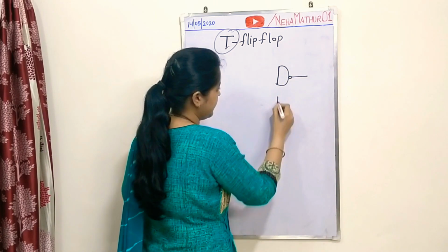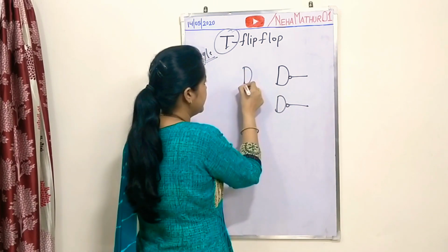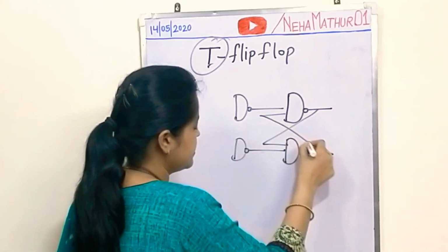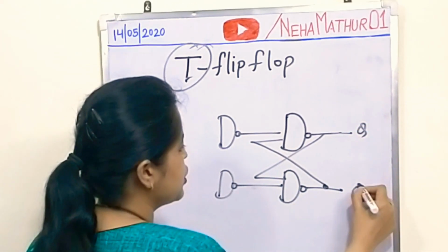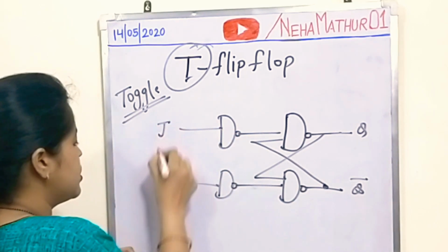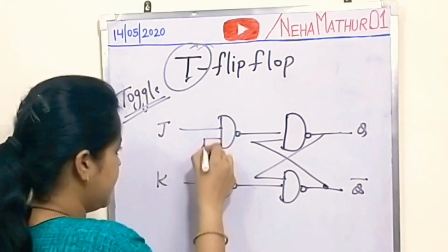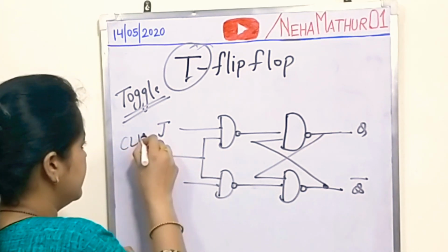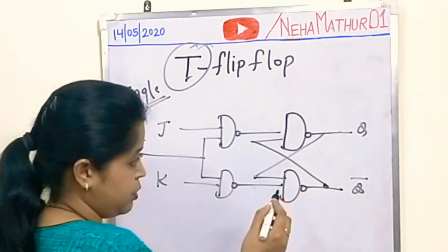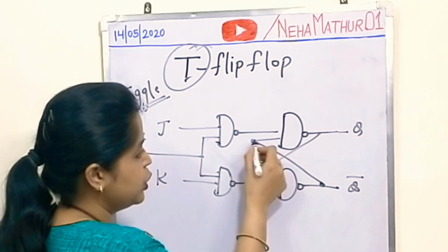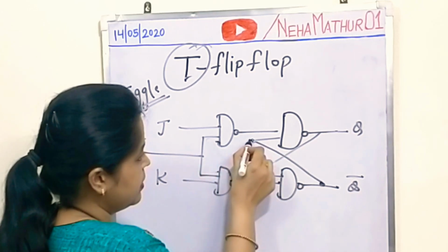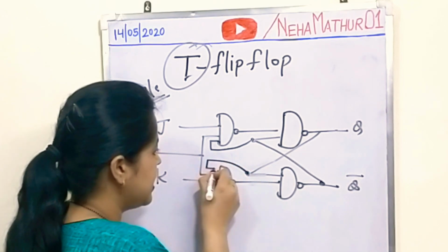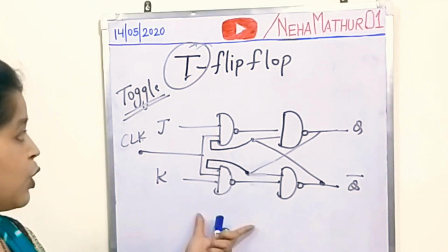JK flip-flop with 4 NAND gates, where 2 back NAND gates are in cross coupling structure, with 2 inputs Q and Q bar. Your 2 main inputs are J and K with a single clock, and with feedback connection also. So the output Q bar is connected to its main input. Similarly, Q will be connected at its main input. So this is the circuit of JK flip-flop.